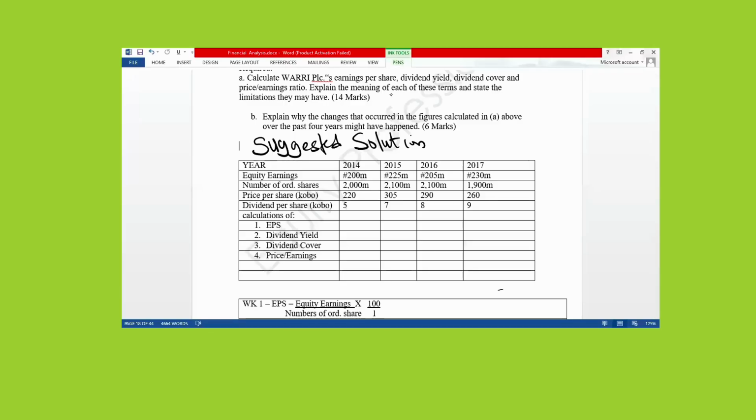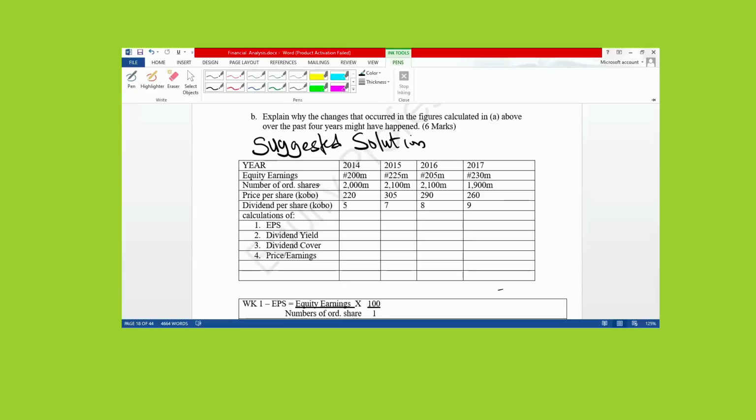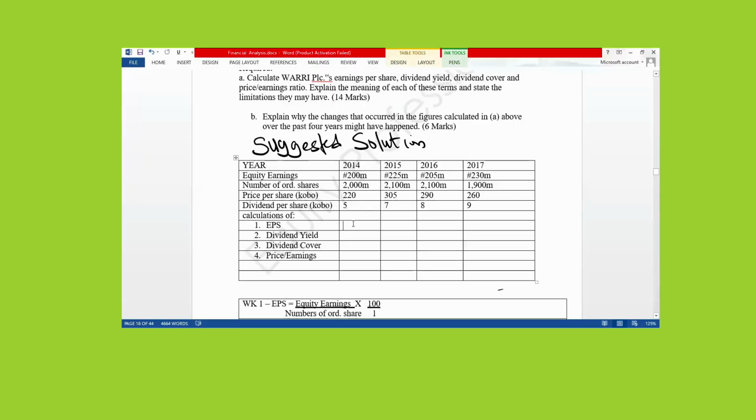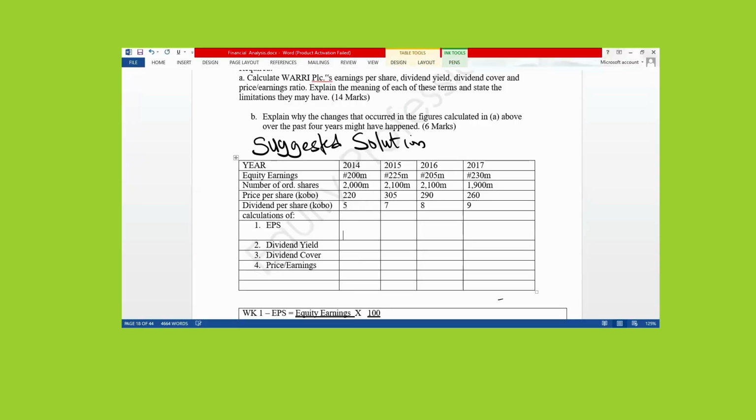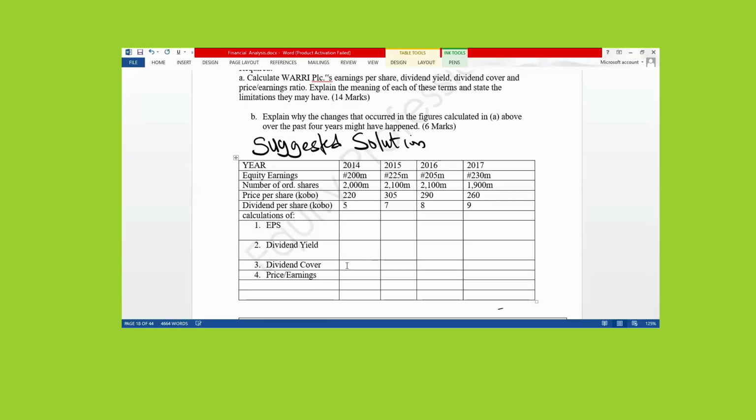Let us expand this more. Let's expand the margin. Then get your calculator closer. In fact, let me get my calculator closer. Let me open my calculator closer to me.